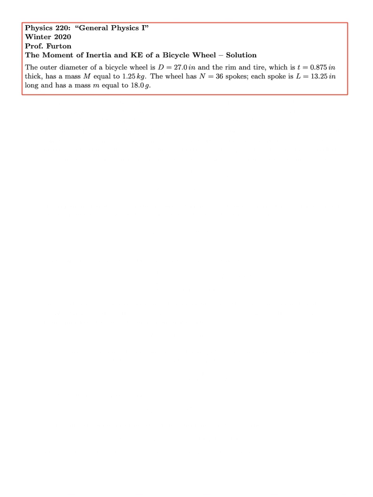The essence of the question is this. I'm imagining a bicycle wheel that has an outer diameter equal to 27 inches. That's what most bike wheels are. That's for the outer diameter of the rim and the tire. And then the rim and the tire are kind of thin, so only 0.875 inches thick. And the mass of the rim and the tire together is 1.25 kilograms. And then the wheel is connected to the axle at the hub by 36 spokes. And each spoke is 13.25 inches long and has a mass of about 18 grams. So these are pretty realistic numbers for a bicycle wheel.